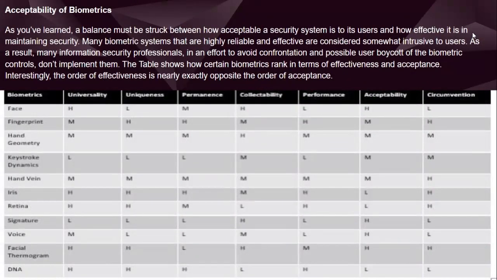Acceptability of biometrics. As you've learned, a balance must be struck between how acceptable a security system is to its users and how effective it is in maintaining security. Many biometric systems that are highly reliable and effective are considered somewhat intrusive to users. As a result, many security professionals, in an effort to avoid confrontation and possible user boycott of the biometric controls, don't implement them. The table shows how certain biometrics rank in terms of effectiveness and acceptance. In terms of ranking, the order of effectiveness is nearly exactly opposite the order of acceptance.